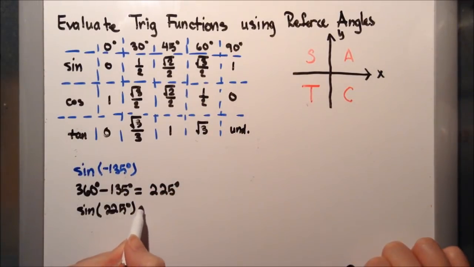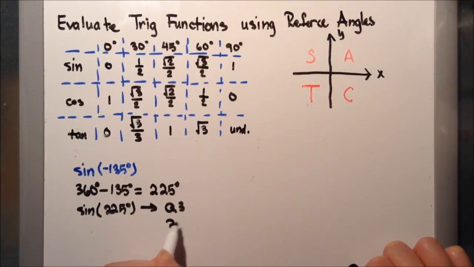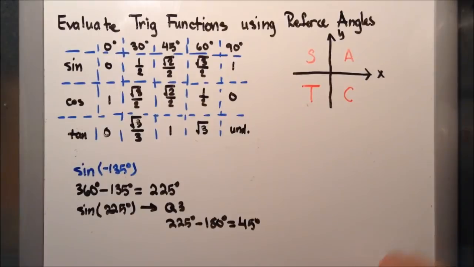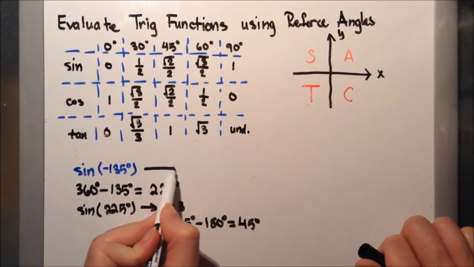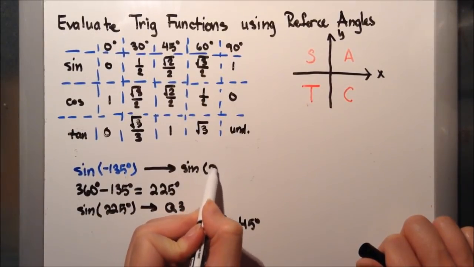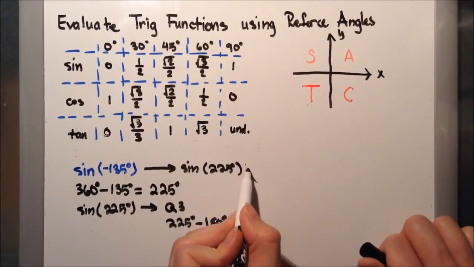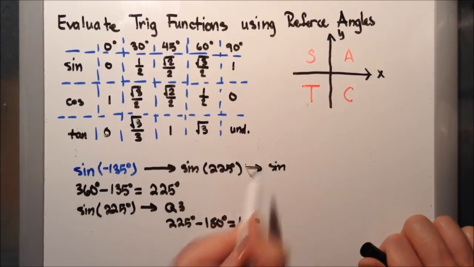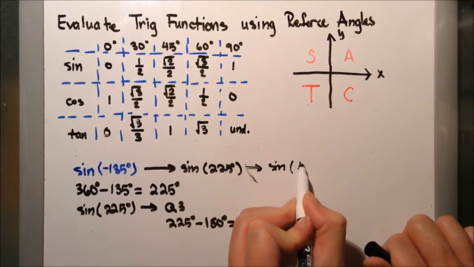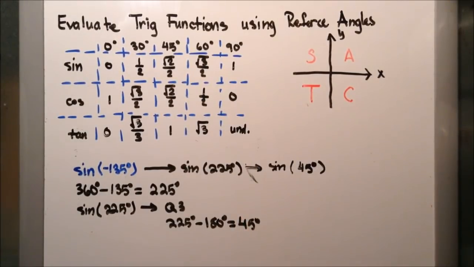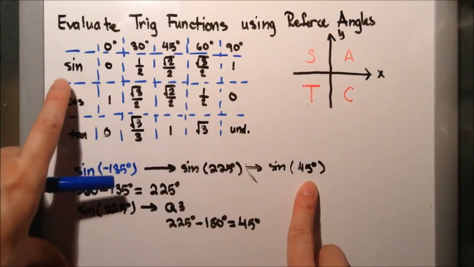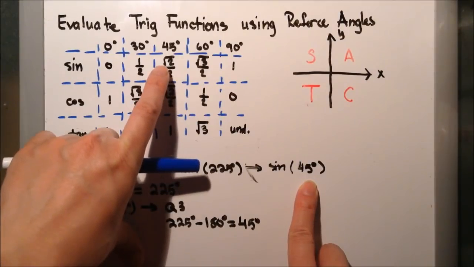So it's in quadrant 3. The rule for quadrant 3 is our given angle, which is 225 degrees, subtracted by 180 degrees. When we subtract that, that's going to equal 45 degrees. Alright, so sine of negative 135 degrees is the same as sine of 225 degrees, but can also be written as sine of 45 degrees. Now, keep in mind if it's positive or negative. So, let's go to sine 45 degrees. Here's sine, here's 45 degrees. So it's going to equal square root of 2 over 2.